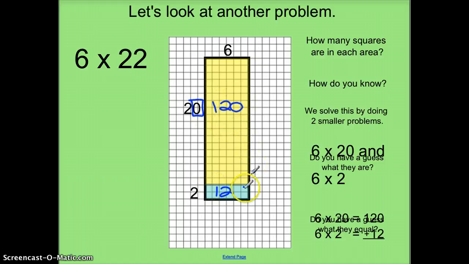And we'll add these two partial products. 120 plus 12, 0 plus 2 is 2. Let me get that. 0 plus 2 is 2, 2 plus 1 is 3, and 1 plus nothing is 1. 132. Okay, let's look at another one.